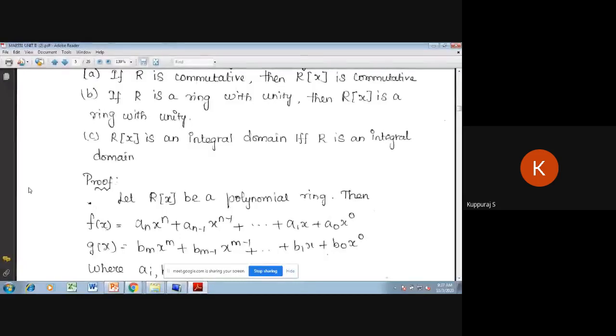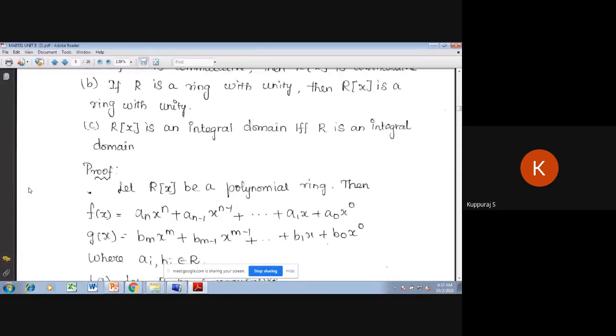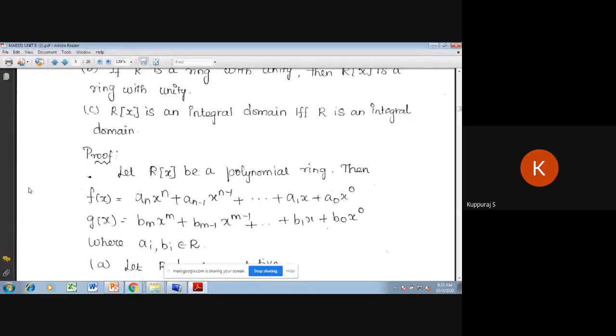Then another polynomial g of x is also considered, that is b m x power m plus b m minus 1 x to the power m minus 1 up to b1 x plus b0. Here the degree of g of x is m. The leading coefficient is b m. And the coefficients of the indeterminate x in both polynomials, a i and b i, belong to the set of all reals. So that's why we put a i, b i belongs to R.